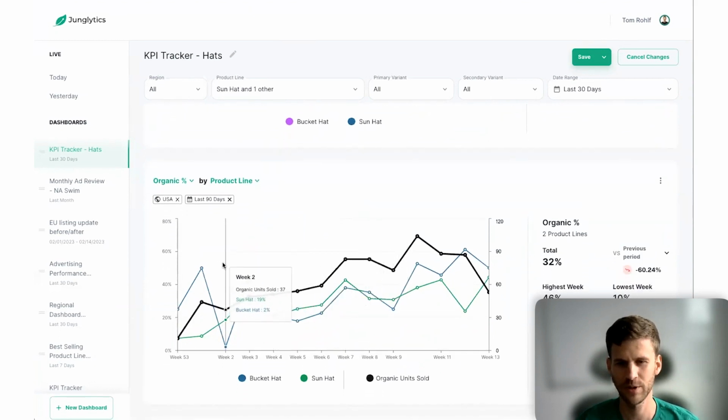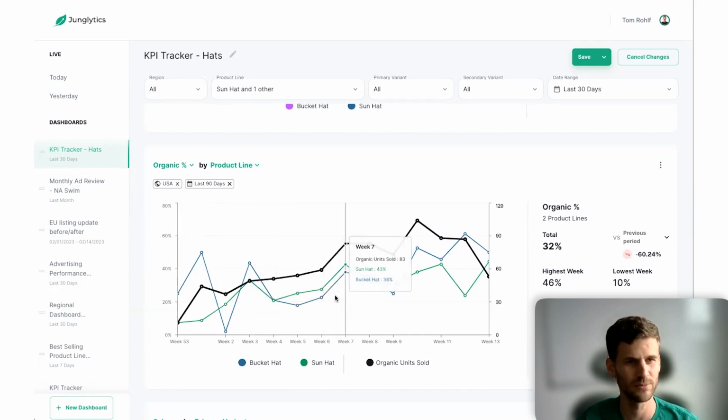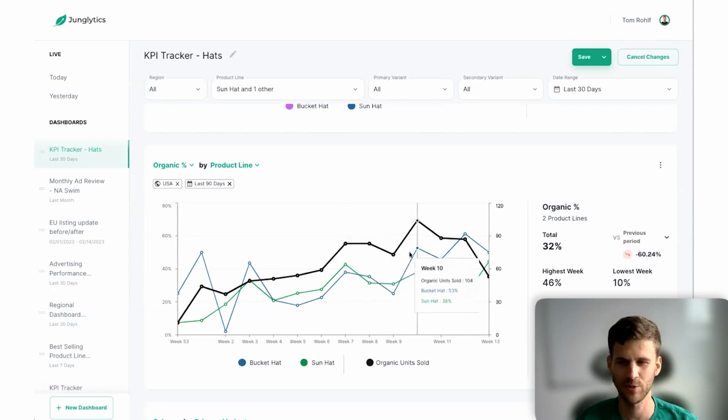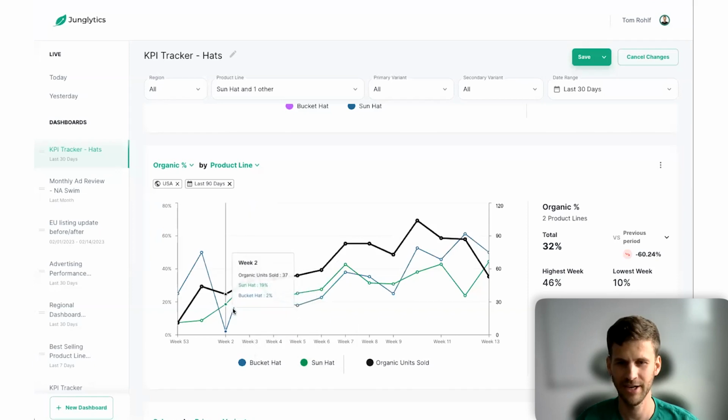So this is the one where the rubber hits the road for this segment of the business. We really, really care about organic percent, and we really care that organic percent during this time of the year specifically is increasing, because during the first couple months of the year, we spend heavily on ads in order to rank the product more aggressively for certain keywords. And come this time of the year, we want to see that materializing. So we can see that both the bucket hat and the sun hat have an organic rank that's slowly increasing over time and is now close to 50% for both of them.